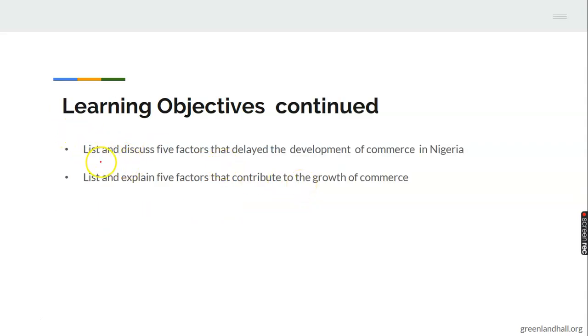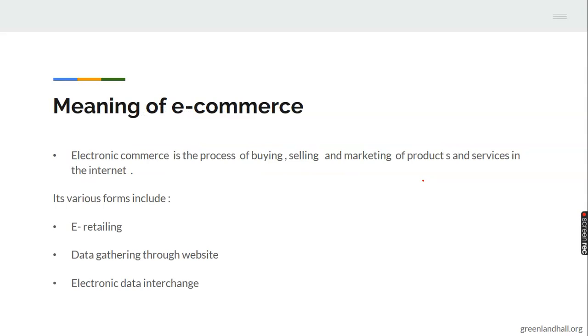And you should be able to list and discuss 5 factors that delay the development of commerce in Nigeria. And lastly, you should be able to list and explain 5 factors that contribute to the growth of commerce in your country also.